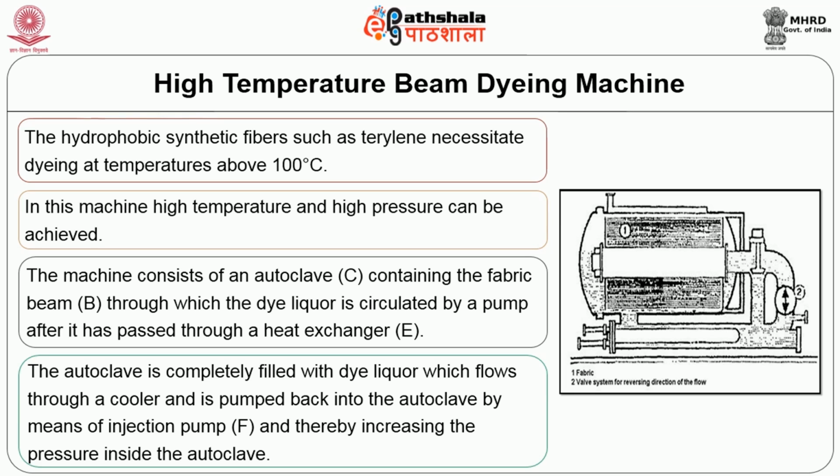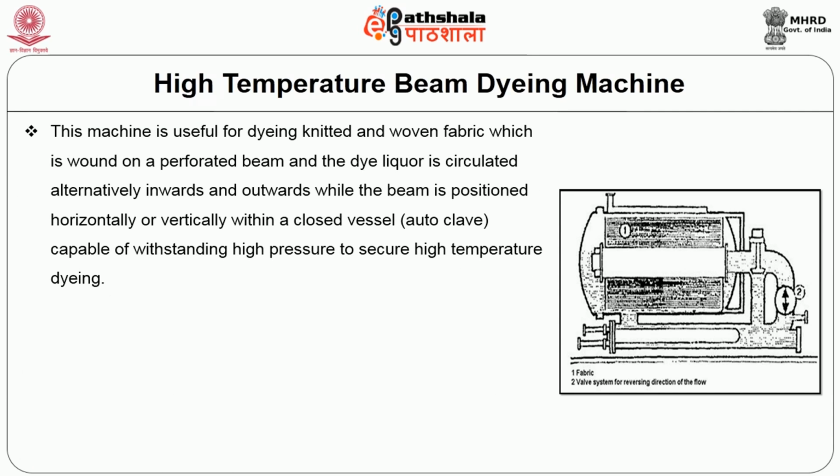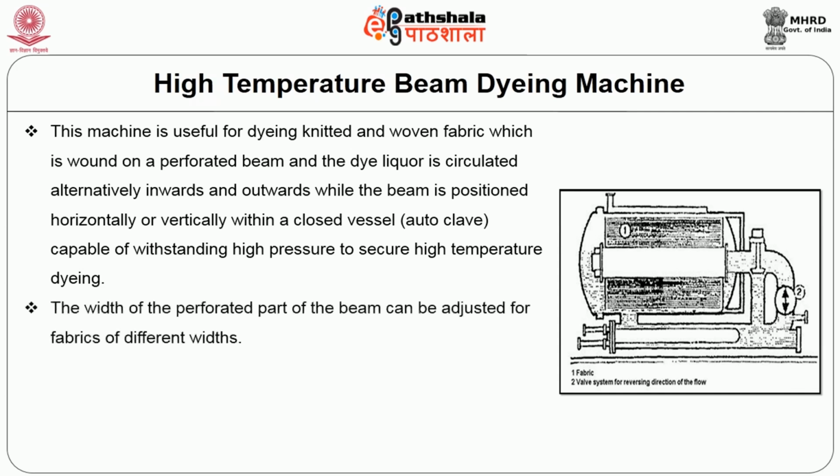The autoclave is completely filled with dye liquor, which flows through a cooler and is pumped back into the autoclave by means of injection pump F, thereby increasing the pressure inside the autoclave. This machine is useful for dyeing knitted and woven fabric, which is wound on a perforated beam, and the dye liquor is circulated alternately inwards and outwards while the beam is positioned horizontally or vertically within a closed vessel, that is the autoclave, capable of withstanding high pressure to secure high temperature dyeing.